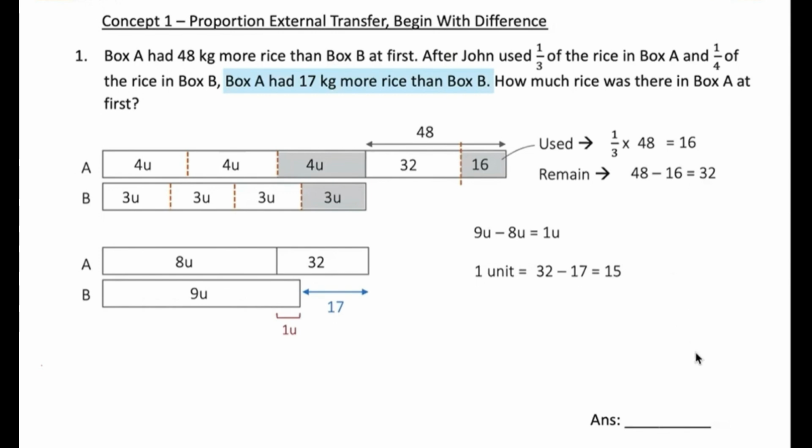Read the question again. How much rice was there in box A at first? At first, A is this whole thing, from here all the way, look at the model, look at my cursor, all this is at first. Which is 12 units plus 48. Okay, include the shaded parts. So 12 units is equal to 12 times 15, 180, plus 48, 228.